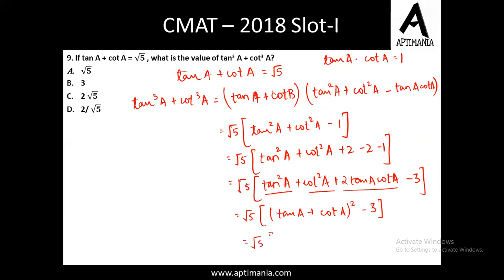So this will be root 5. tan a plus cot a is root 5, and root 5 squared is 5. So 5 minus 3, and 5 minus 3 is 2. We'll have the final answer as 2 root 5. So the expression tan cube a plus cot cube a will result into a value of 2 root 5. So for question number 9, the correct answer is option C, 2 root 5. Let's go ahead to the next question.